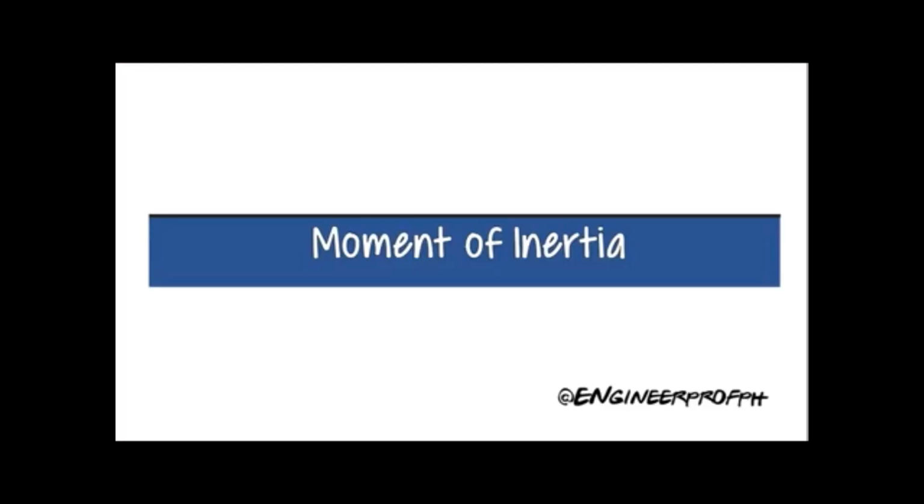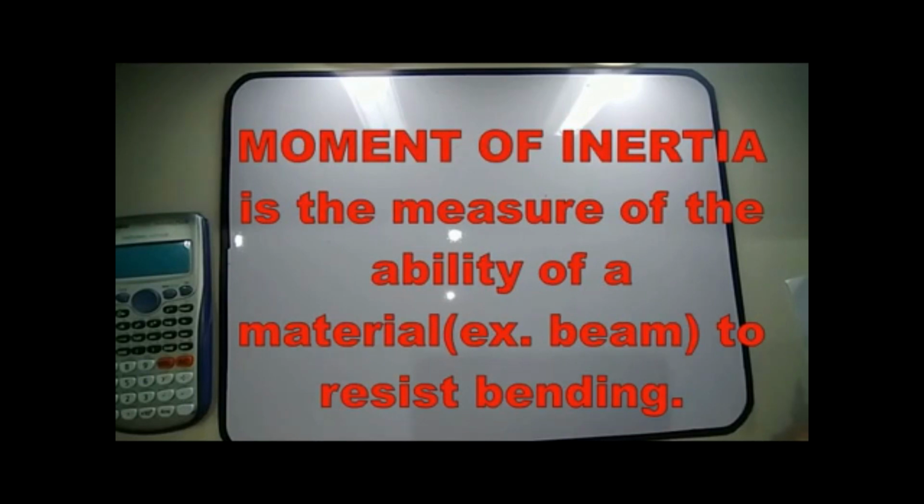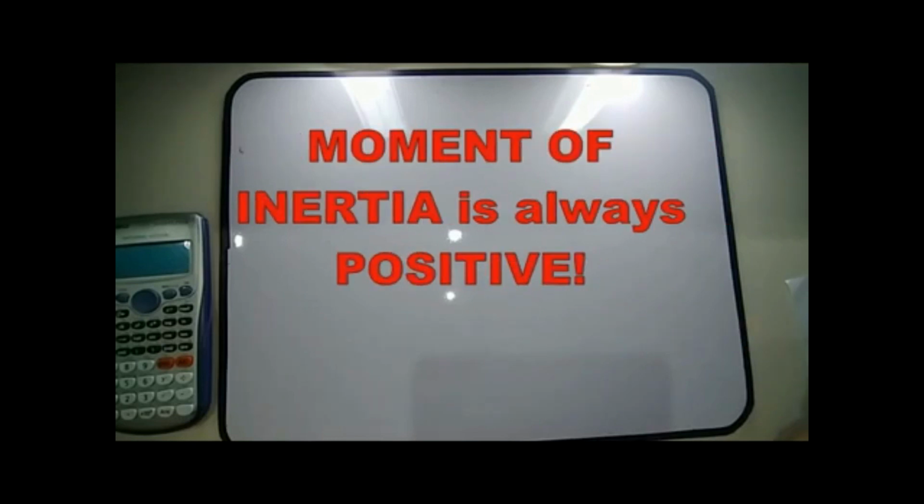So, the moment of inertia, guys, is needed in our mechanics of materials or strength of materials. The best way to imagine what moment of inertia is that it is the measure of the beam's ability to resist bending. So, if you are comparing whether a material will bend less or bend more compared to other materials, we'll just solve for their moment of inertia. Since the moment of inertia is the ability of the material to resist bending, it is always positive.